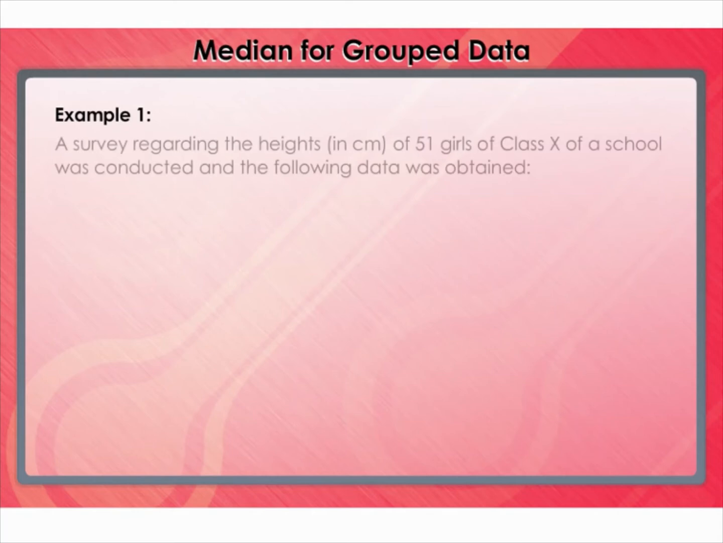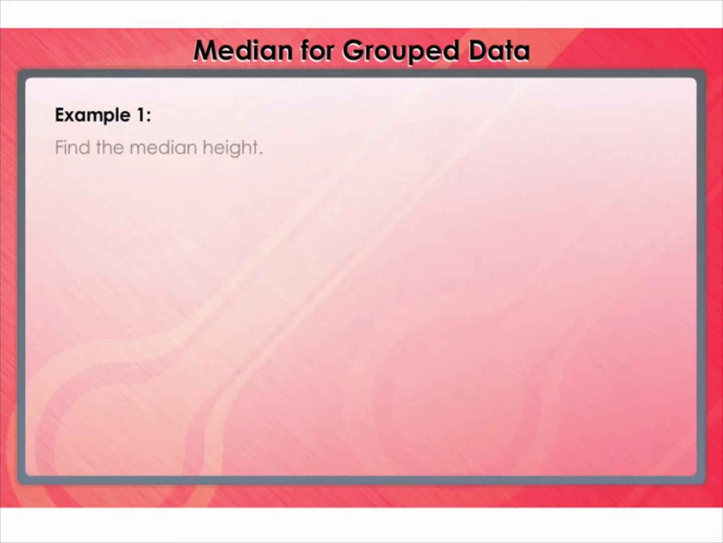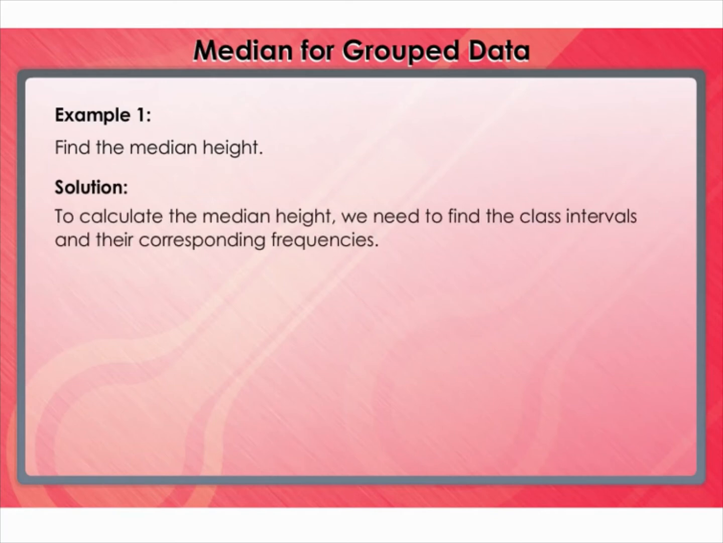Let's work out an example to calculate the median of the grouped data. A survey regarding the heights in centimeters of 51 girls of class 10 of a school was conducted and the following data was obtained. Find the median height. Solution. To calculate the median height, we need to find the class intervals and their corresponding frequencies.